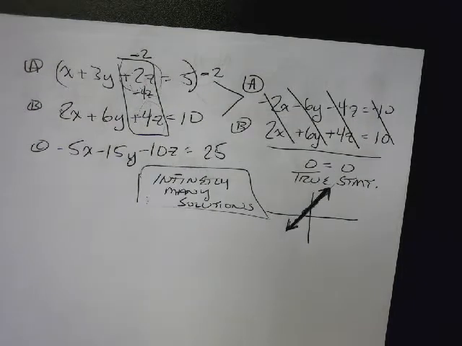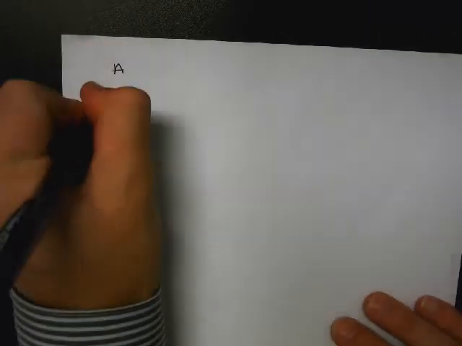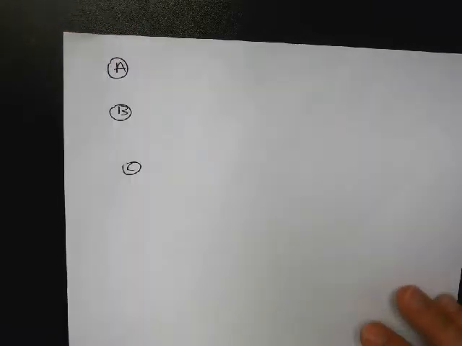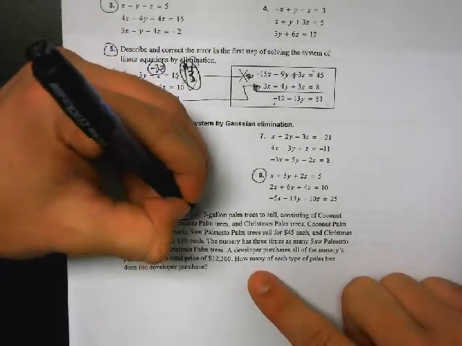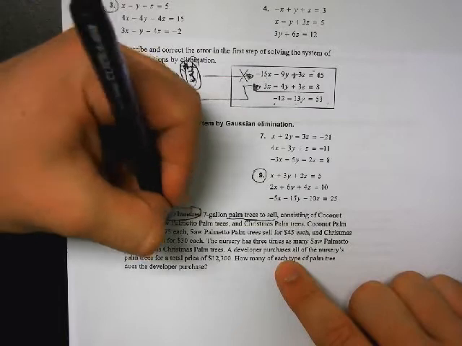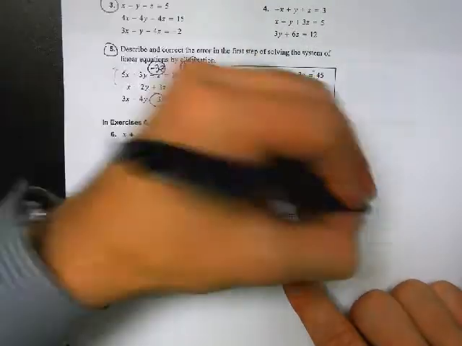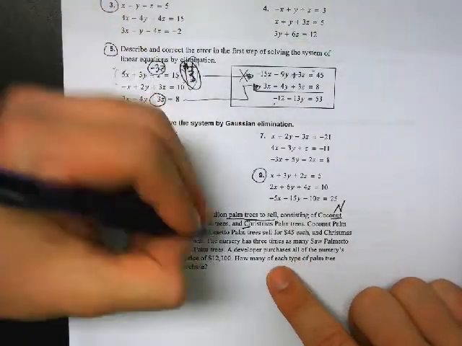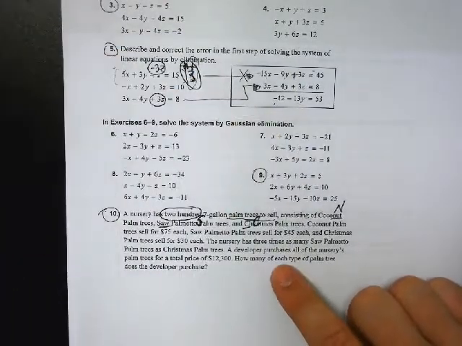Let's go on. The very last one is number 10. Alright, so number 10 asks us to build our equations. Once we finish writing them, we're going to solve them like we did the other problems. So let's work with A, B, and C. The first thing our problem says, a nursery has 200 palm trees. They've got coconut palm trees, they've got saw palmetto palm trees, they've got Christmas palm trees. So I'm going to use N for the coconut, I'm going to use S for saw palmetto, and I'm going to use C for Christmas. And those will be my variables.